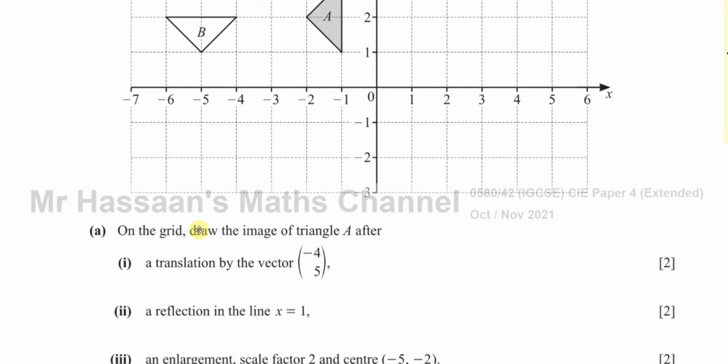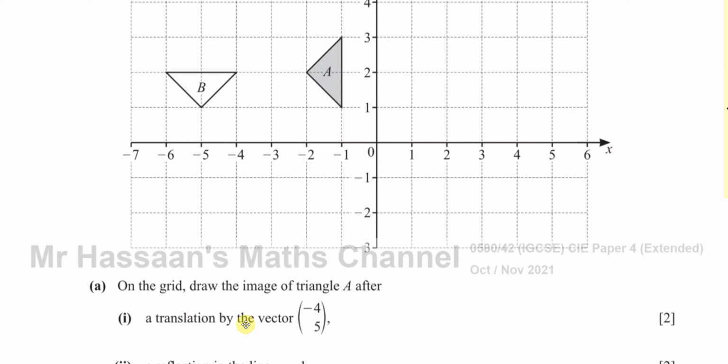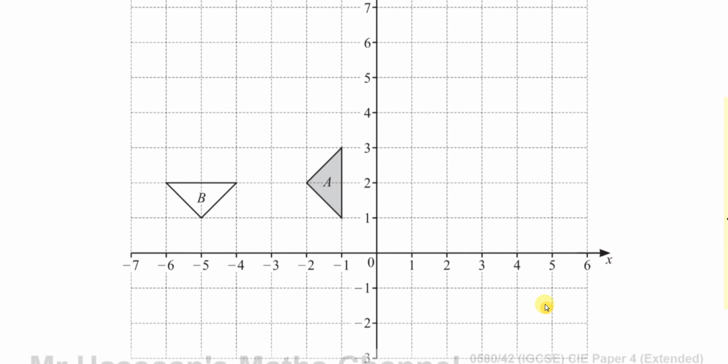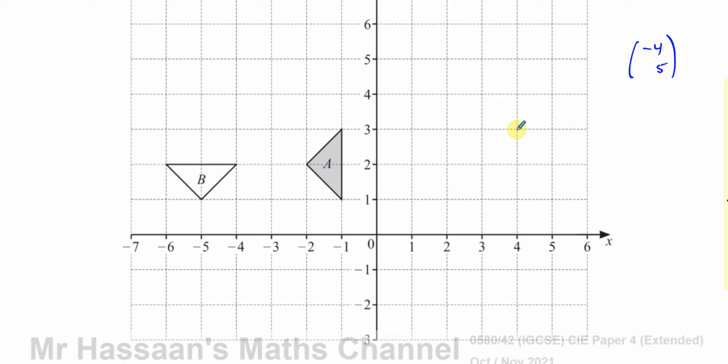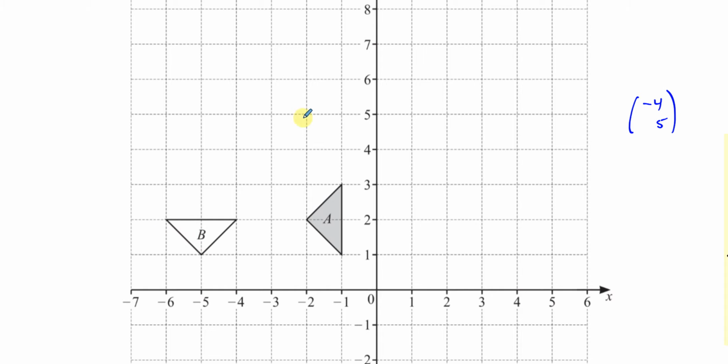It says on the grid, draw the image of triangle A after a translation by vector -4, 5. So basically what that means is every point on this triangle has to move 4 spaces to the left and 5 spaces up, -4, 5. So if we choose one point, for example, the pointed part here, and we move this 4 spaces to the left, that is -4, you're going to go from -2 to -6. And 5 spaces up, you're going to go from 2 up to 7, which will be up here. So that pointed part will be on this section here.